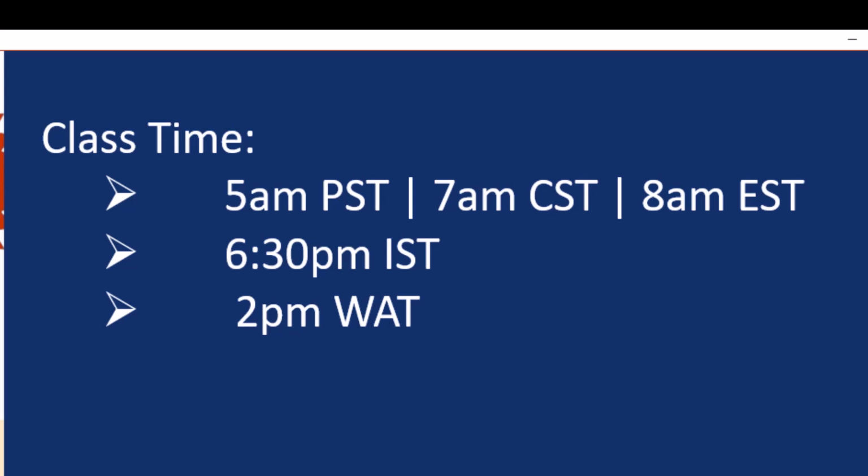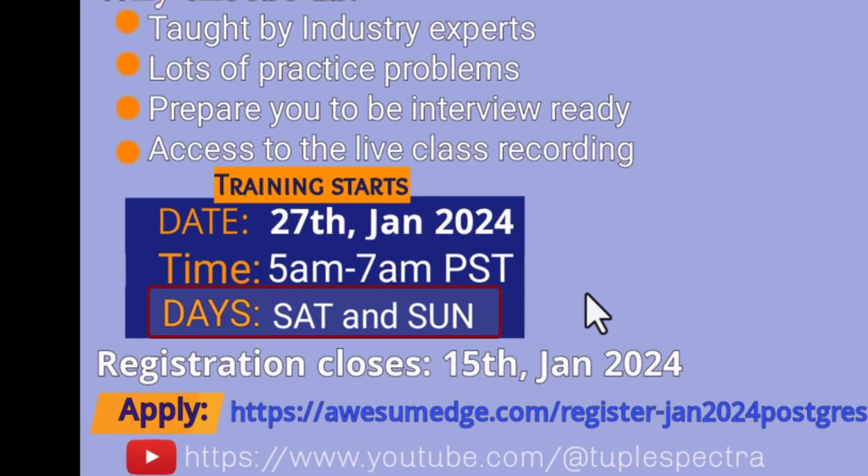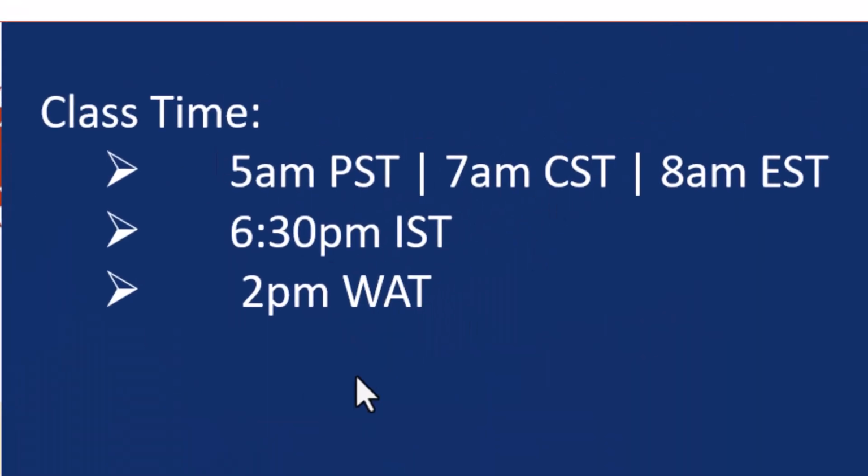So if you are in the PST time zone, it's going to be 5 a.m. to 7 a.m. Or if you are in the CST time zone, it's going to be 7 a.m. to 9 a.m. If you're in the EST, that's the Eastern Standard Time Zone, it's going to be 8 a.m. to 10 a.m., okay? And if you're in the Indian Standard Time Zone, it's going to be 6:30 p.m. to 8:30 p.m. And if you're in the West African Time Zone, such as Nigeria, it's going to be 2 p.m. to 4 p.m., okay? And also take note that this is going to be Saturday and Sunday. So that means for each week, we are going to be having these sessions Saturday and Sunday at this time that I have highlighted right here.